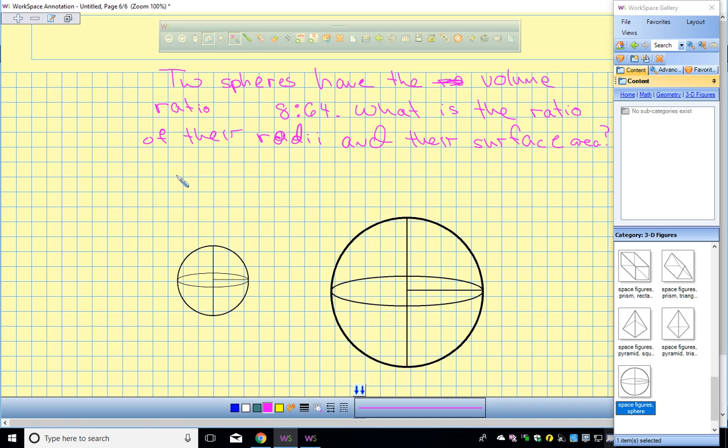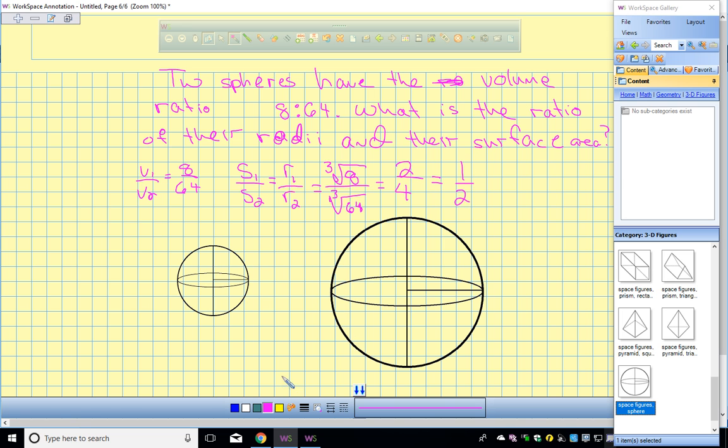So if the ratio of the volumes is 8 to 64, okay, volume 1 to volume 2 is 8 to 64, then the side length of 1 to the side length of 2, which is the same as the radius of 1 to the radius of 2, is equal to the cube root of 8 to the cube root of 64. Okay? What's the cube root of 8? 2. What's the cube root of 64? 4.